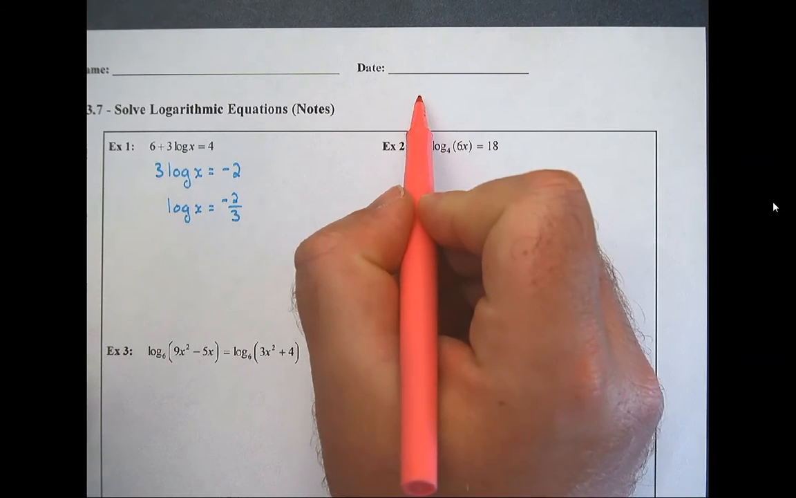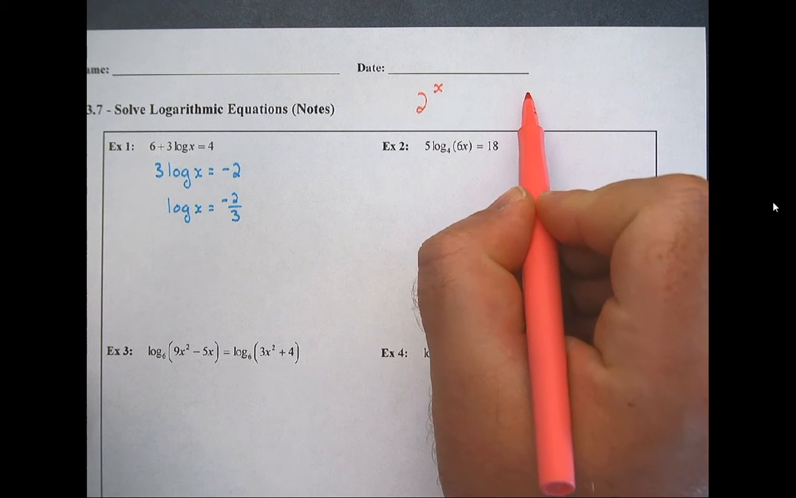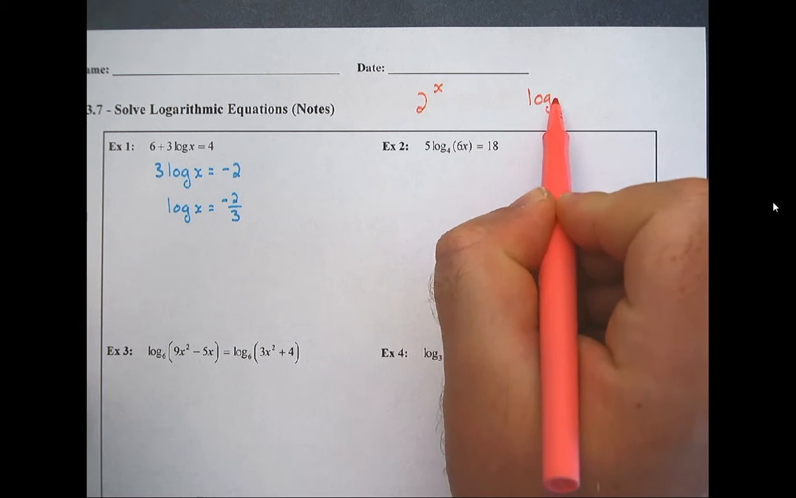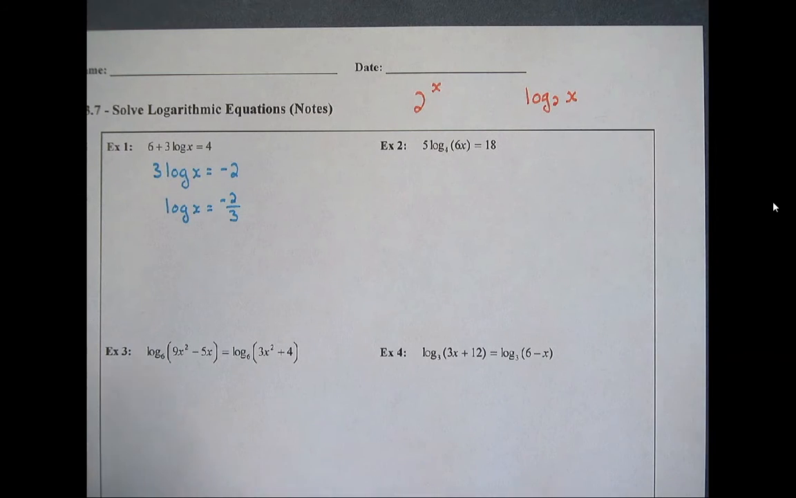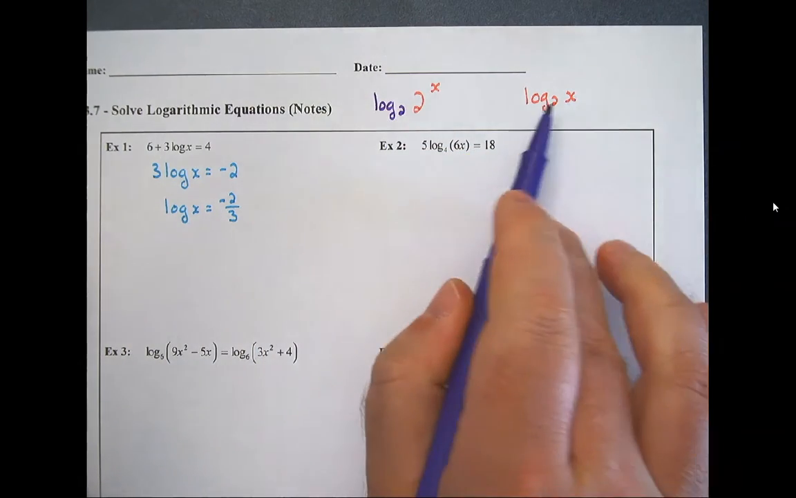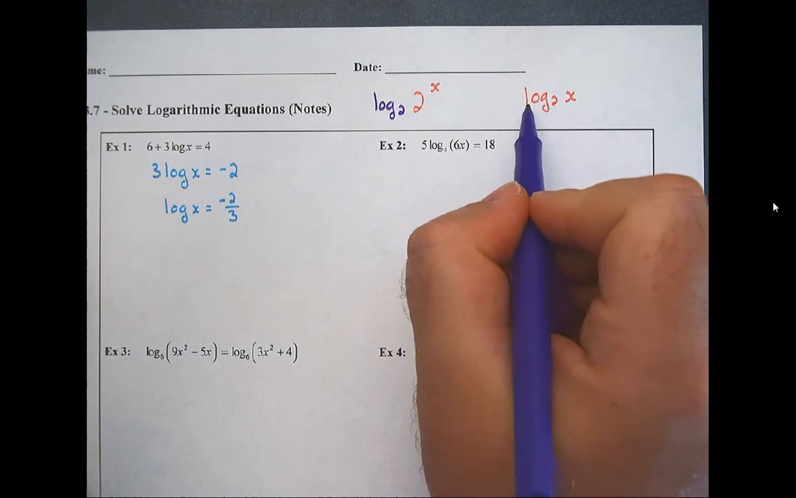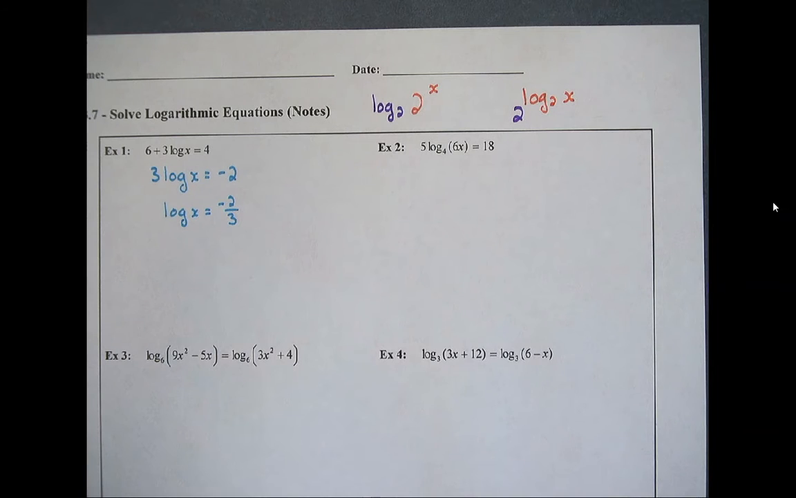2 to the x versus log base 2 of x. If I want to kill 2 to the, I kill that with log base 2. If I want to kill log base 2, I kill that with 2 to the. So it's kind of weird. We're going to take that log and put it up in the exponent.